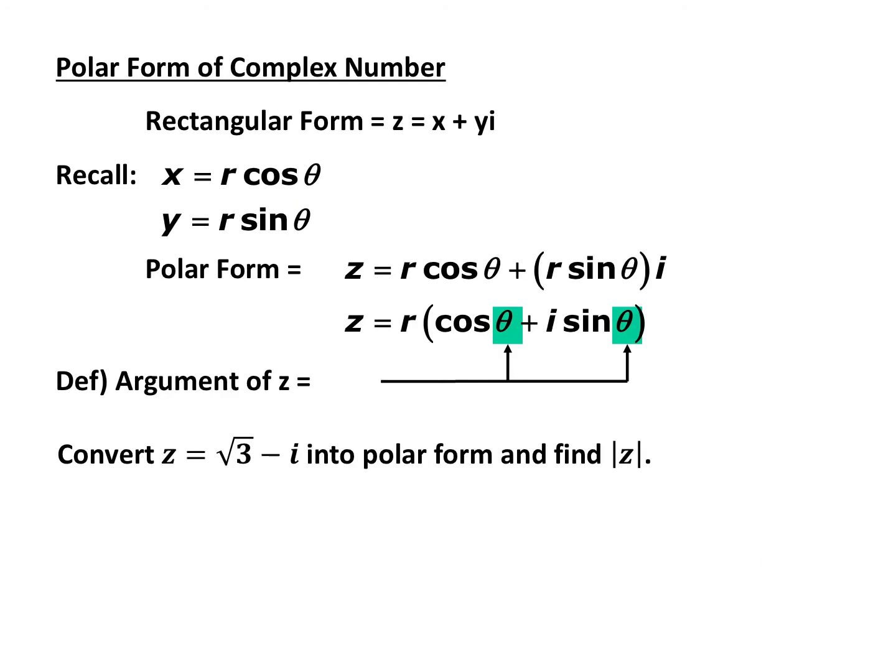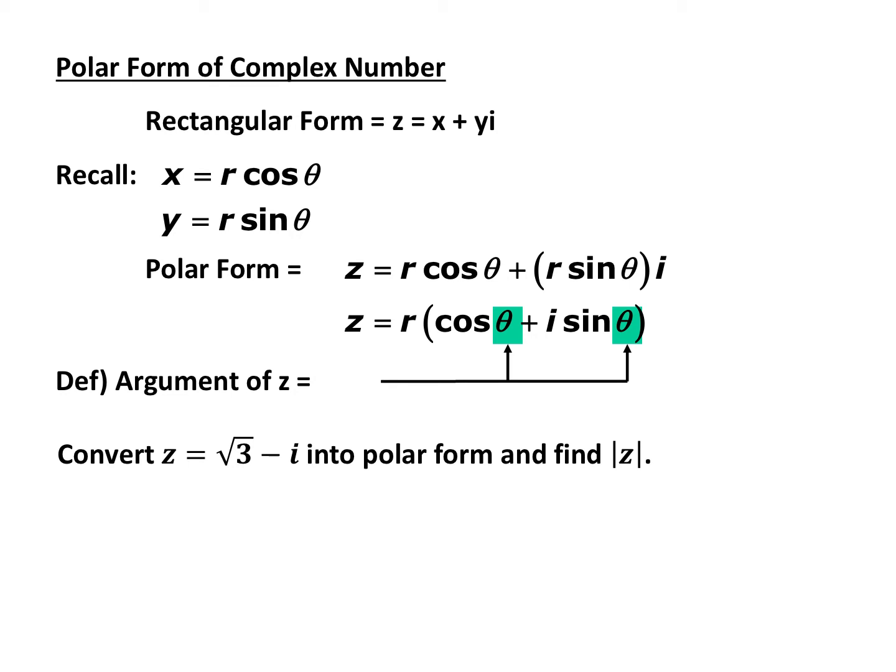We can also look at polar forms of complex numbers. So if we have the rectangular form of a complex number to be z equals x plus yi, and we talked previously that x is equal to r cosine theta and y is equal to r sine theta, then we can convert this into polar form by replacing x and y with their corresponding polar forms. So you end up with z equals r cosine theta plus r sine theta times i. The way we normally write it is we factor out the r and write it as r times the quantity cosine theta plus i sine theta. The angle theta, whatever that is, we call the argument of z.